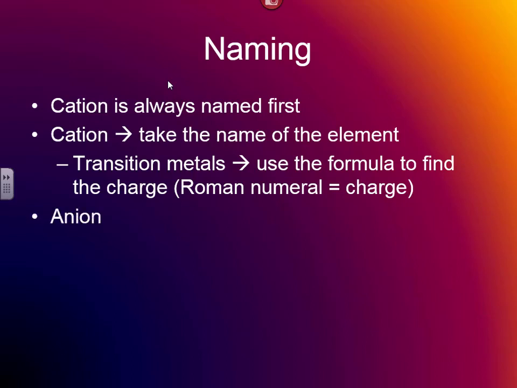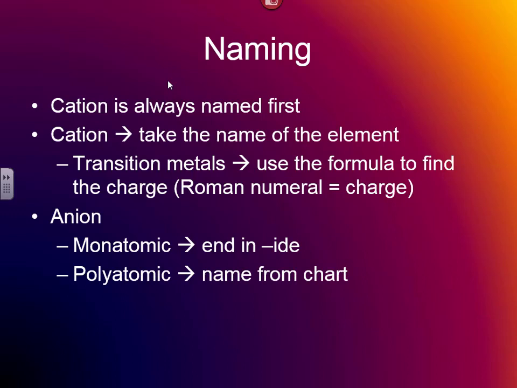Then we have to name the anion. The anion is the negative one. The anion is the nonmetal. If the anion is monatomic, meaning there's one type of atom there, you change the ending of the element name to IDE. So sulfur becomes sulfide. Chlorine becomes chloride. Fluorine becomes fluoride, and so on.